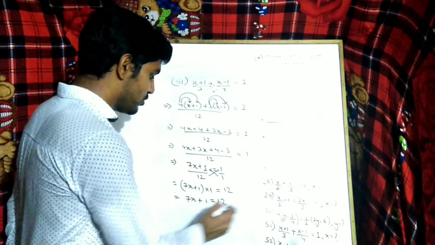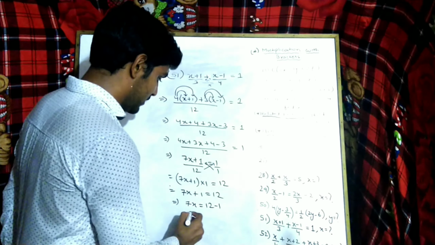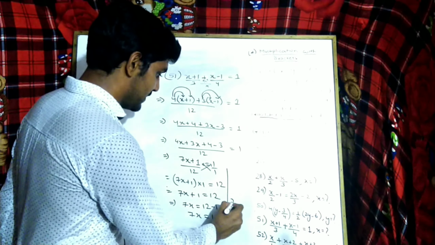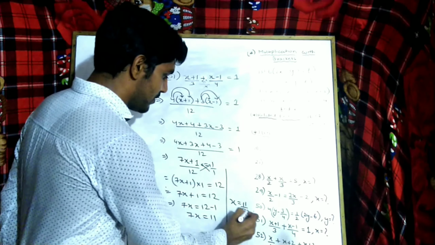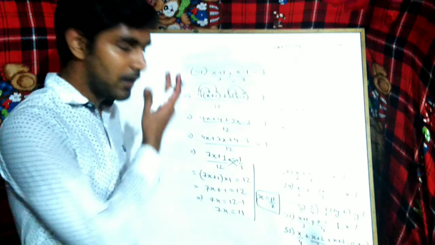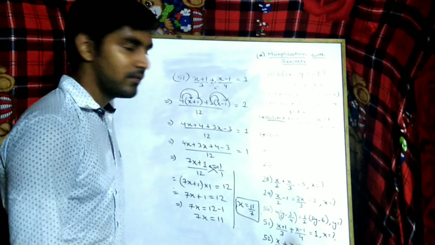Now this plus 1 goes that side, becomes minus. So 12 minus 1. It comes 7x is equal to 11. Okay? So x is equal to, this multiply goes that side, becomes division. Okay? Clear everyone? Okay. I hope you understood this. Okay? Clear?